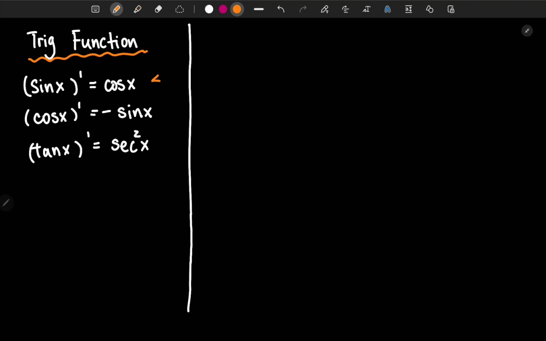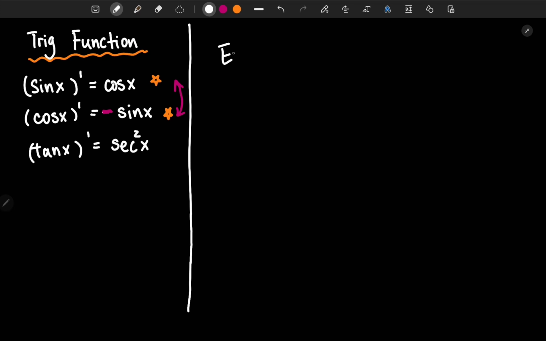The first one is the derivative of sine x is cosine x. That one you do want to remember. And the second one is the derivative of cosine x is negative sine x. And you do want to remember that one as well. So they are just the opposite of each other. And one thing you want to notice is when you're taking the derivative of cosine x, you have to put a negative sign in front of it. And the third one, the derivative of tangent x is secant x squared. That one also comes a bit more often than the rest, so it's something good to remember.